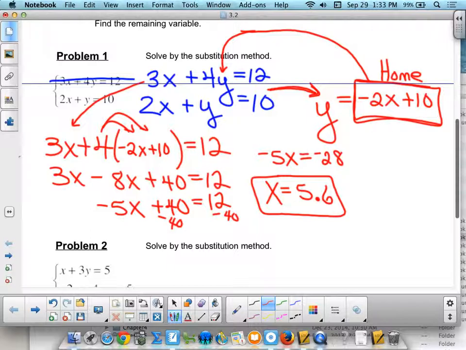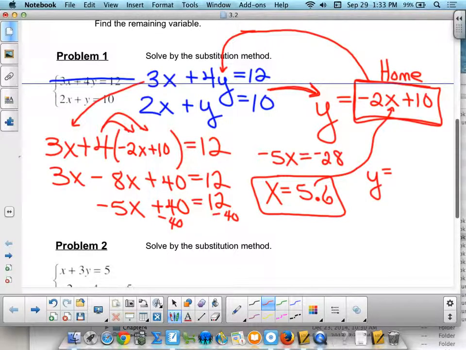They intersect at 5.6, comma, what's y? Hey, guys, go home. If you want to know what y is, it's this number times x plus 10. Well, what's x? 5.6. Put it in. Go get your y value. I told you you're going home later, so that's why I said circle it.